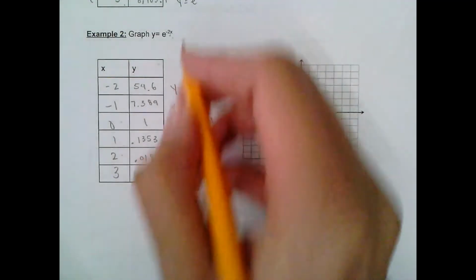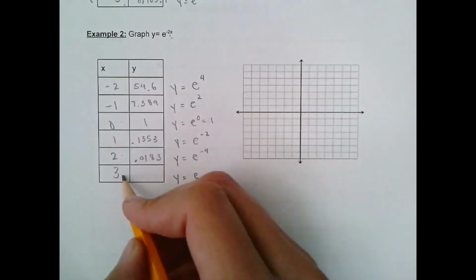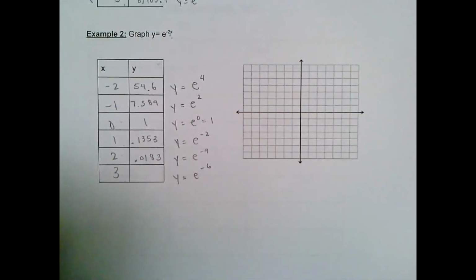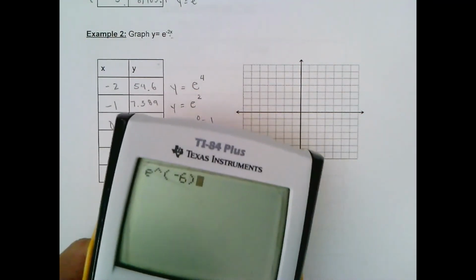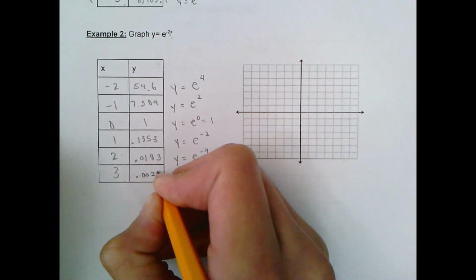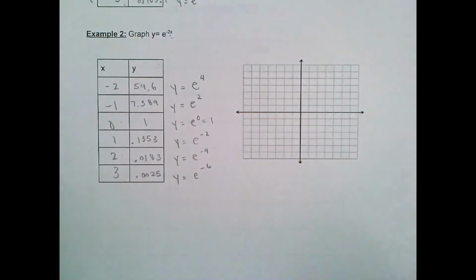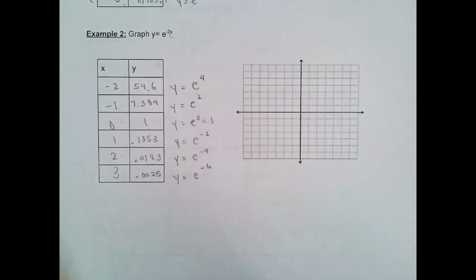Next up, let's plug in 3 into my function. So y equals e to the negative 2 times 3 is negative 6. So e to the negative 6 is going to be a very, very small number. 0.0025. There we go. So we've got our points down. Now, let's see how this graph looks. And let me tell you something. This negative in the exponent will change the way our graph looks.